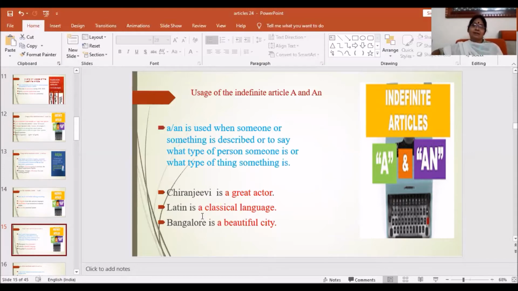Latin is a classical language. What type of language? Classical language. Bangalore is a beautiful city. So these examples tell us that a and an is used when someone or something is described, or to say what type of a person someone is or what type of a thing something is, right?